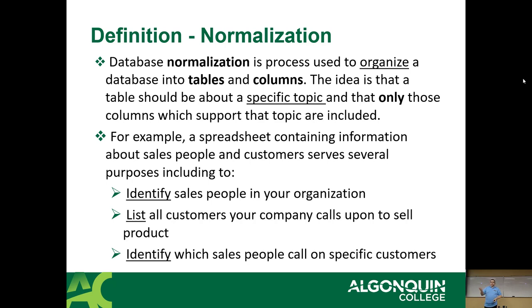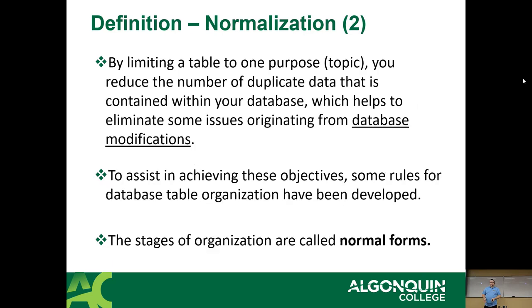An example here is a spreadsheet containing information about salespeople and customers, which can serve several purposes. It could identify the salespeople, it could list all the customers. You could identify which salespeople call on which specific customers. It could be a mess. So when you limit a table to a purpose, a topic, entity, whatever, basically your table is about a single thing, whether it's a person, an event, whatever. It avoids data duplication.